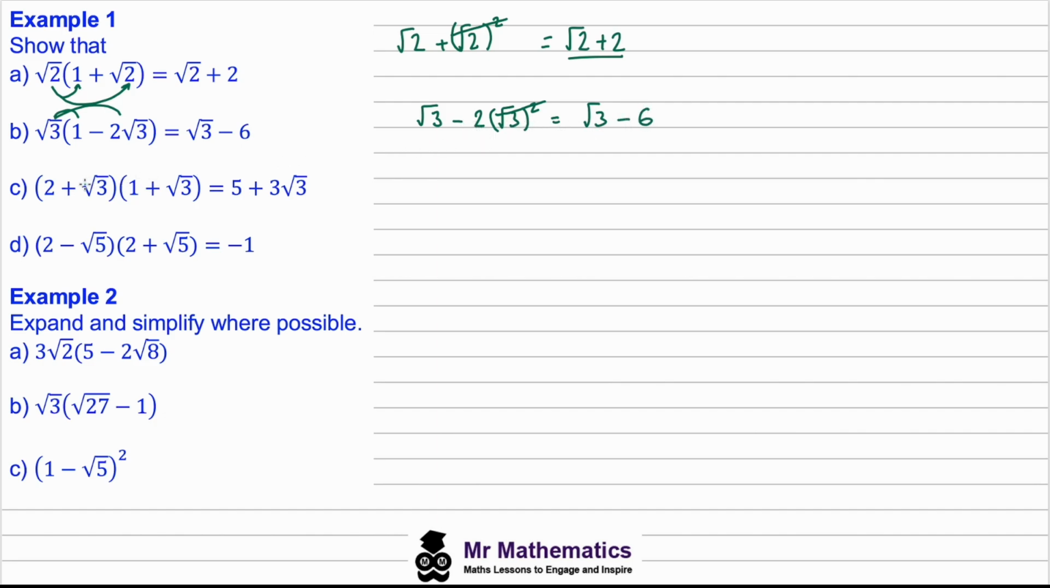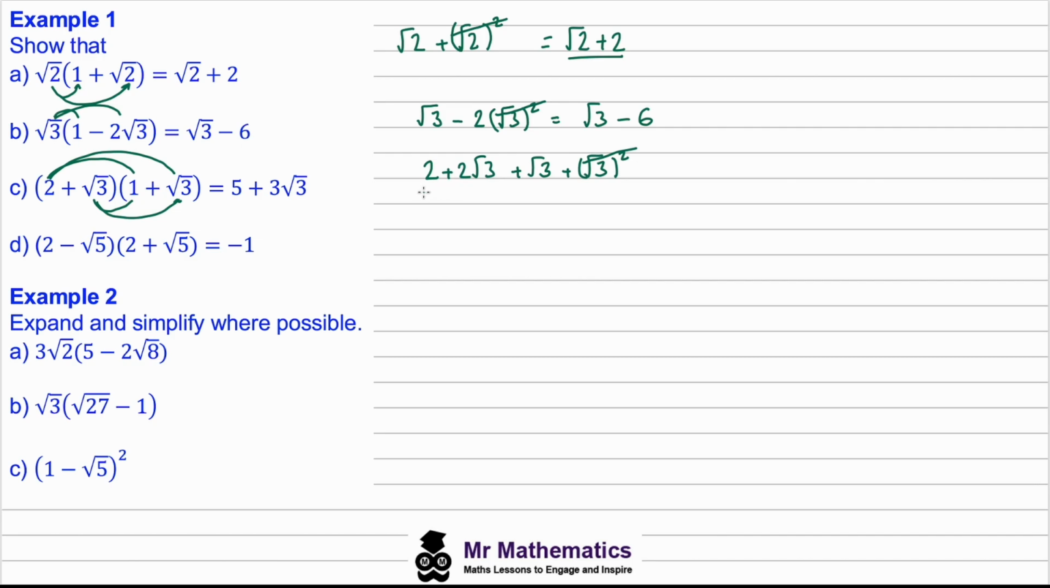Part C, so now we need to multiply everything in the left bracket by everything in the right bracket. So if we begin with the 2 times the 1, this will give us 2. Then we'll have the 2 times the root 3, this will give us plus 2 root 3. And then root 3 times 1 will give us root 3. And then the root 3 times root 3, this will be root 3 squared. And again, these will cancel.